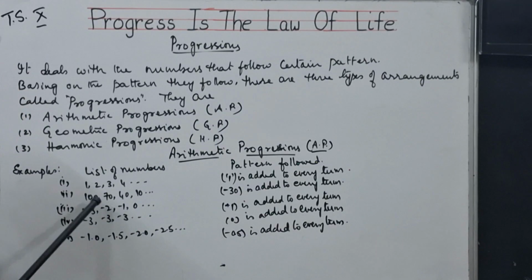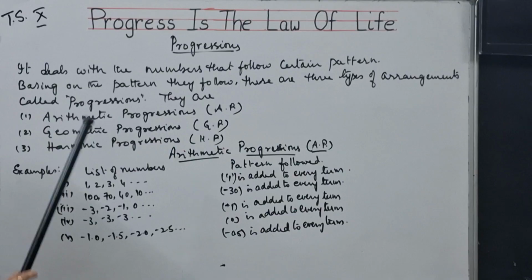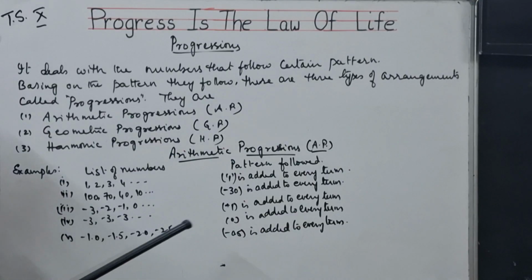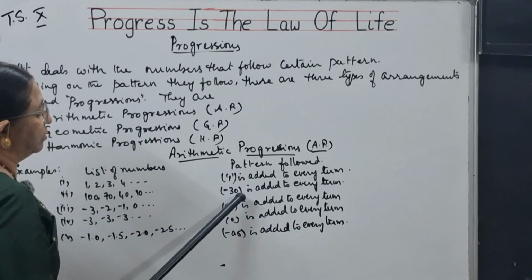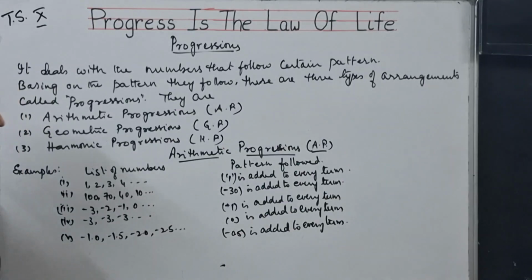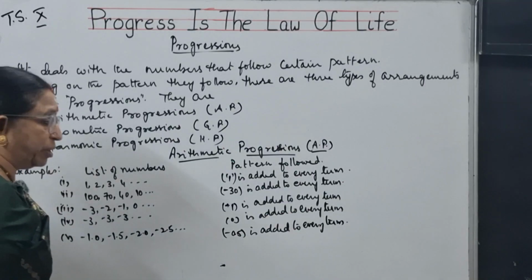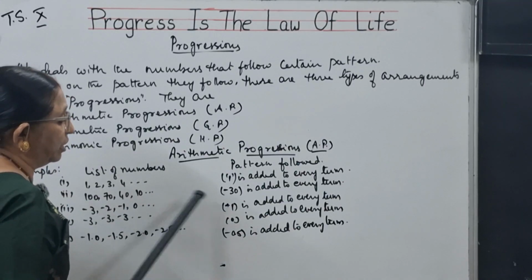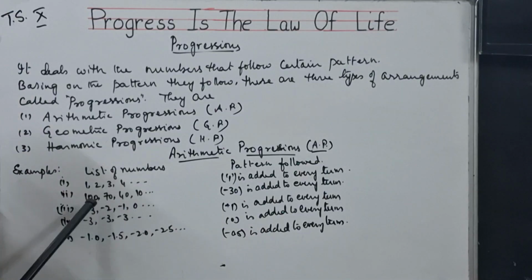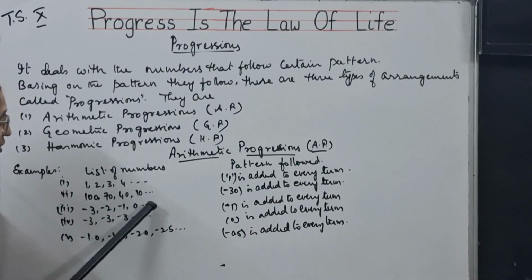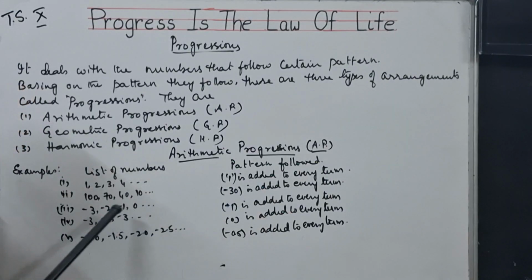Now the next one, 100, 70, 40, 10. When you observe this, there is a decrease of 30, children. Decrease means minus 30. So minus 30 is added to every term. Or you can say 30 is subtracted from every term. Whatever it is, the same number difference is there in all of this. This is the second example.